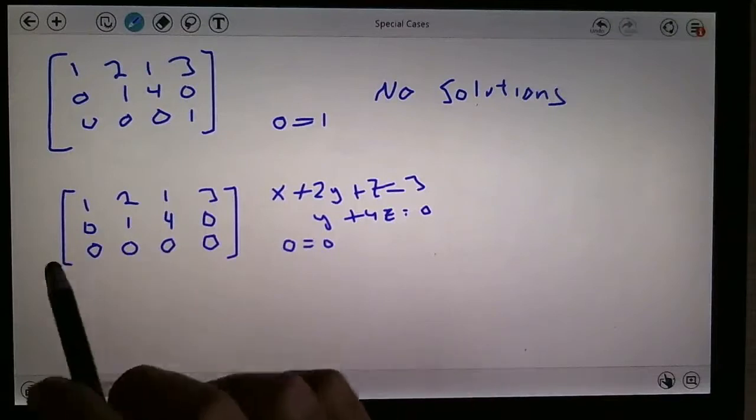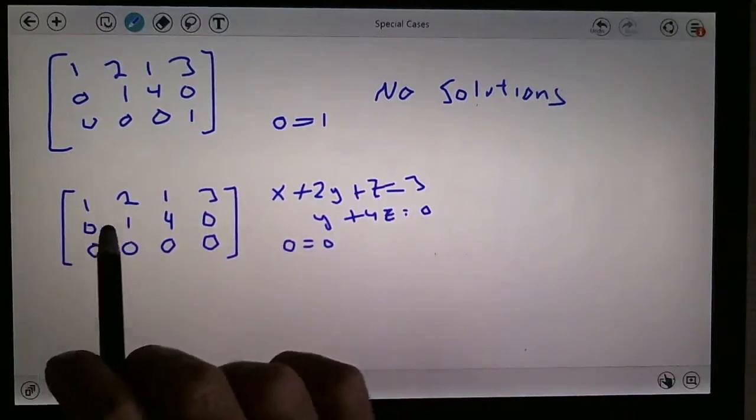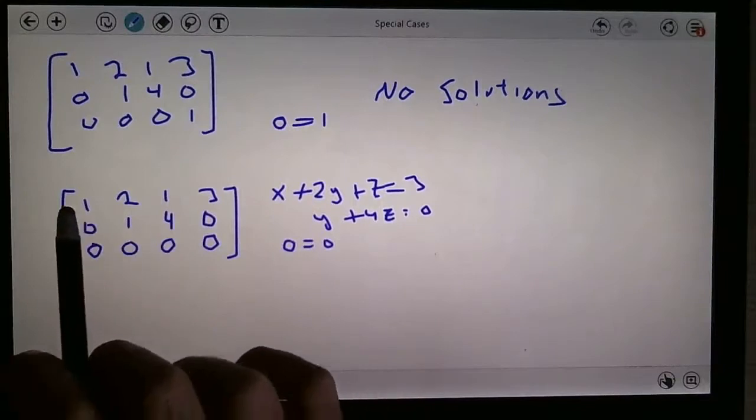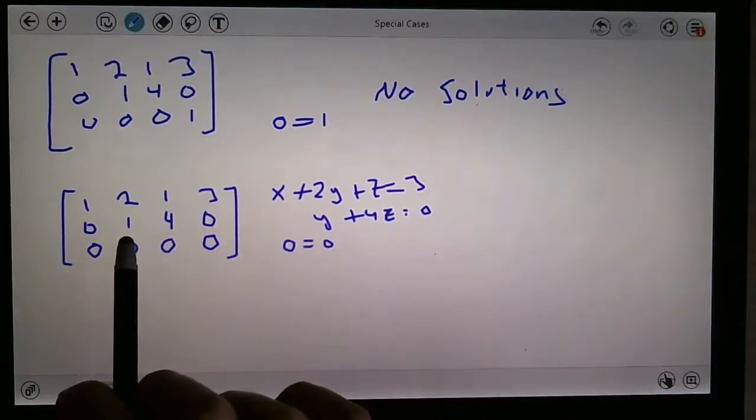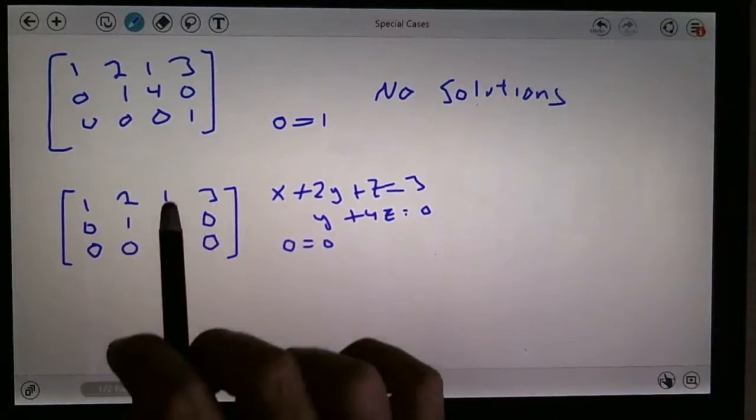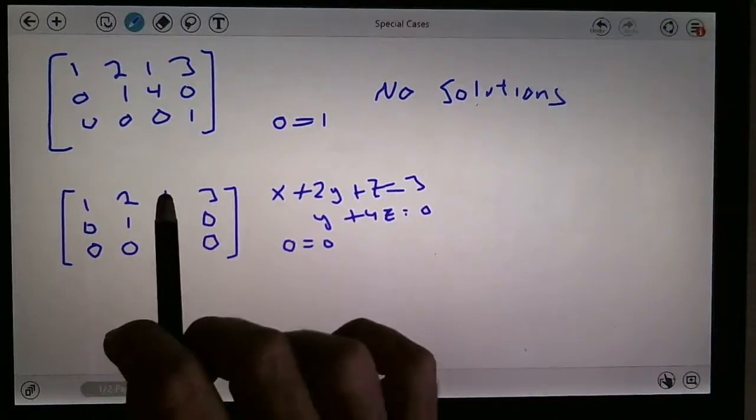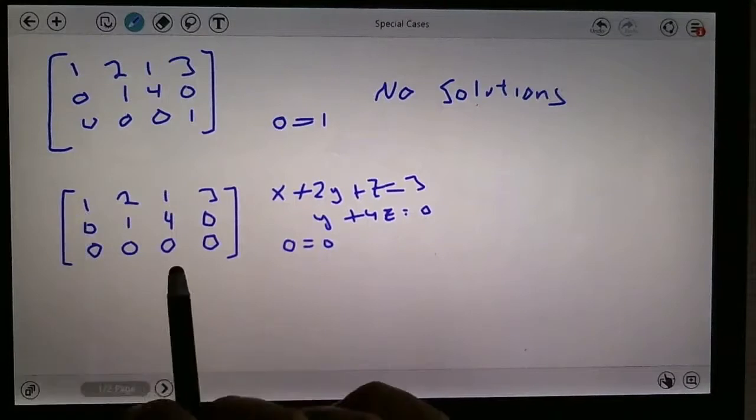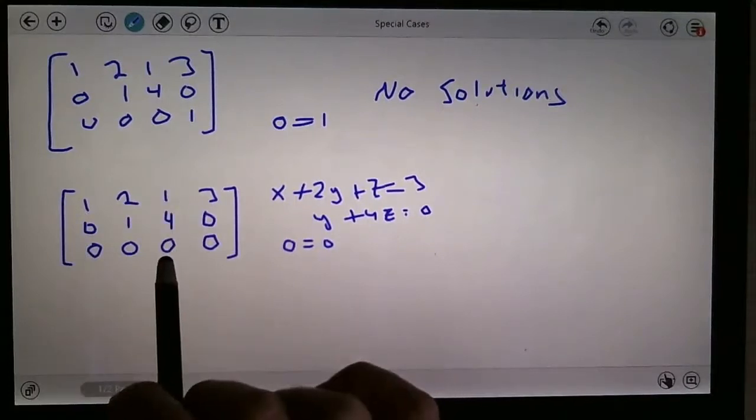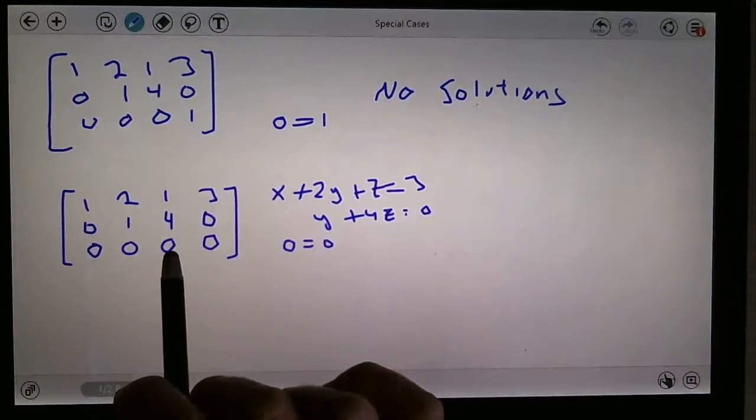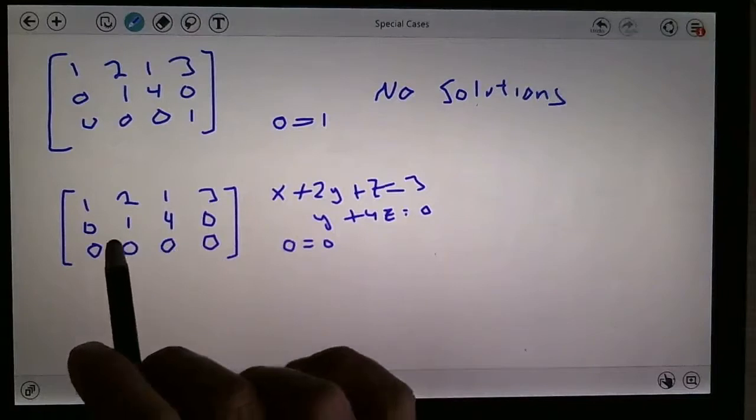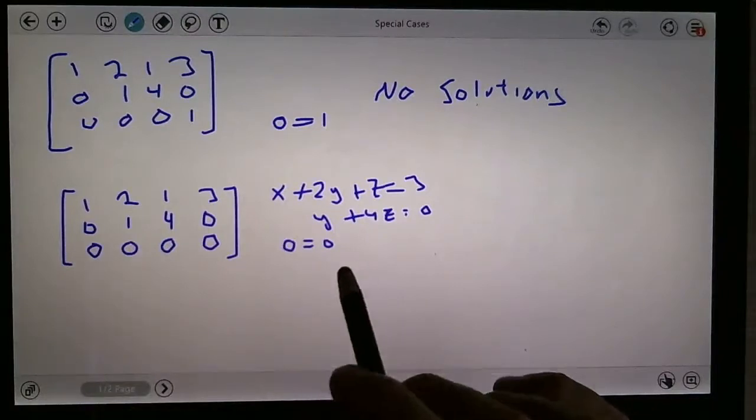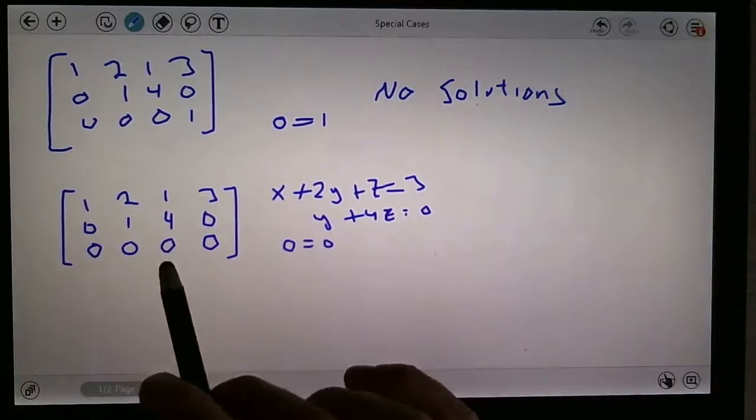When I see something like this, I see only two leading ones, but we had three variables. The columns that have leading ones correspond to variables that we'll call leading variables, and the column that doesn't have a leading one, there is a 1 in the column, but it's not a leading one. This was the leading one in that row. This column corresponds to the third variable, and we're going to call that a free variable. That's the thing we're going to be able to let be anything we want, and then these other two are determined. Any one of them could be free, and the other two are determined.